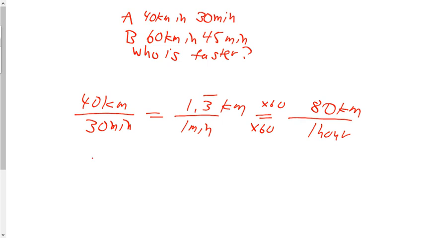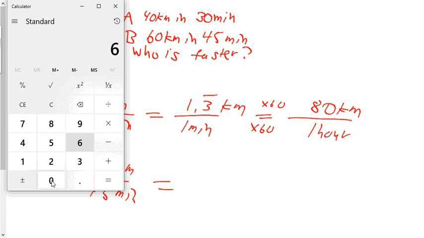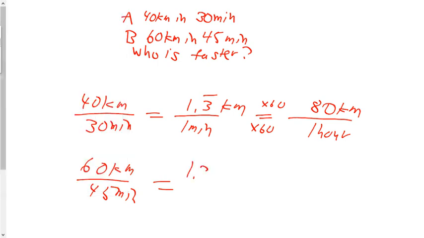Person B, 60 kilometers in 45 minutes. Divide both by 45. And 60 divided by 45, this is interesting, is 1.3 repeating. Which means, without going any further, what can I say? They're going the exact same speed. So 1 point for work, and 1 point for the statement that they're both going the same speed. They're both going approximately 80 kilometers an hour.